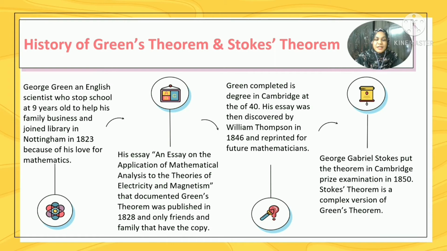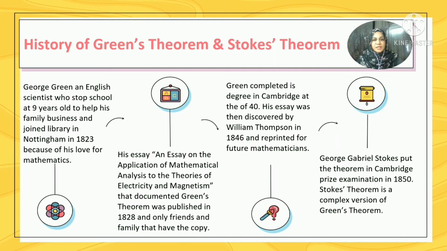Green stayed on with his essay on electricity and magnetism and completed his degree in Cambridge at the age of 40. 4 years after that, he died, and his essay was then discovered by William Thomson in 1846 and reprinted for the future of mathematics.